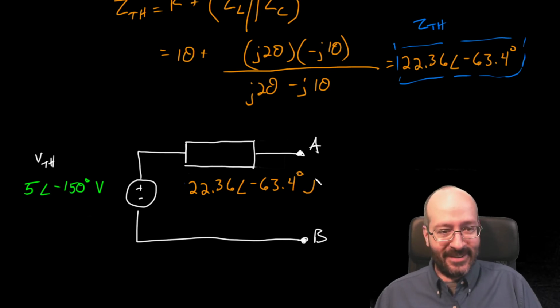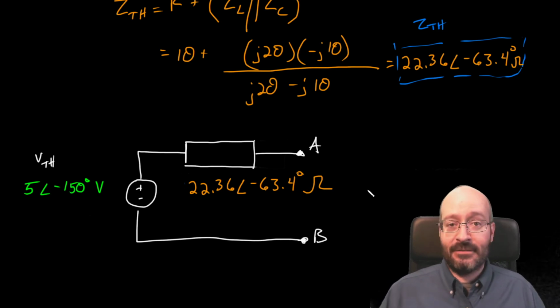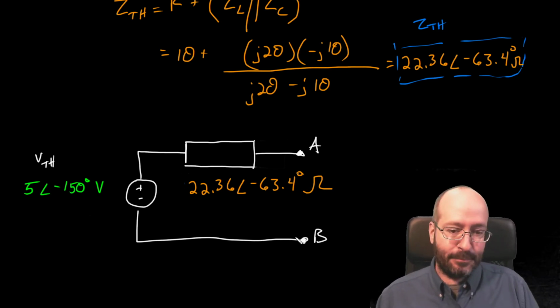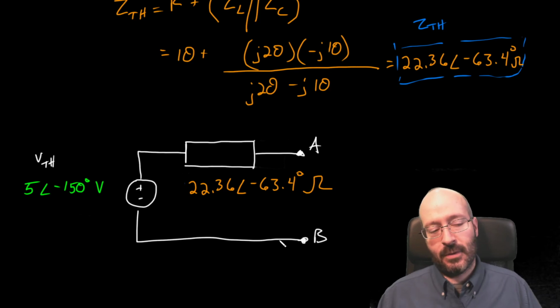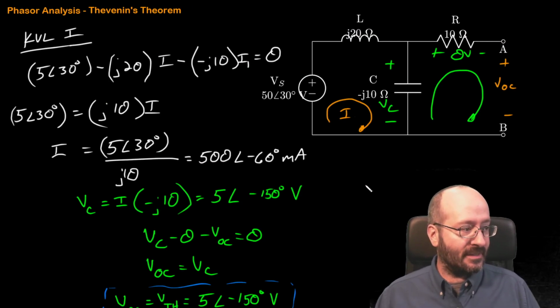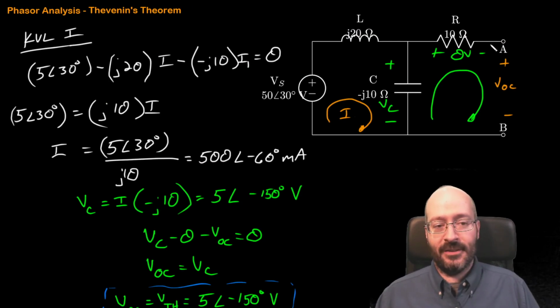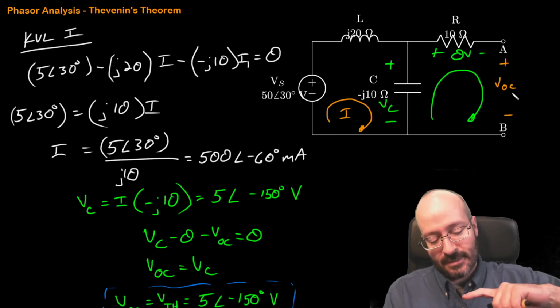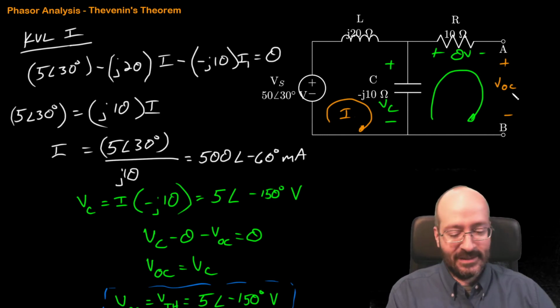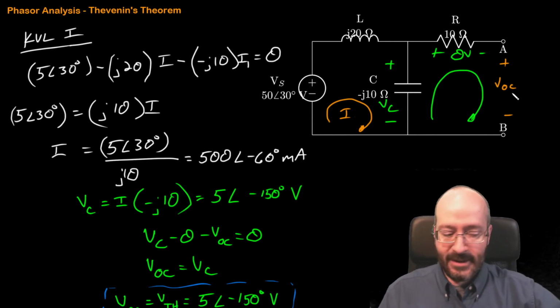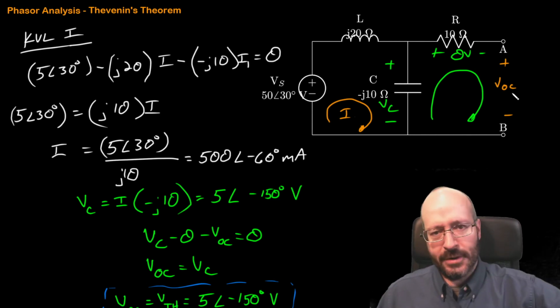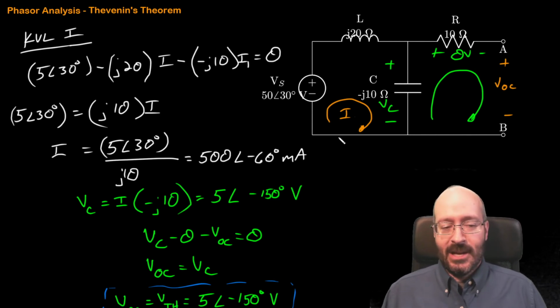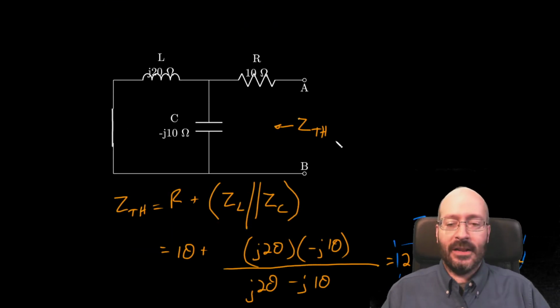Okay, so that's in ohms. I should have had ohms up there. That's your Thevenin equivalent. If I take a load and put it between A and B on this equivalent circuit, or if I take that same load and put it between A and B on the original circuit, it's going to see the same phasor voltage, the same phasor current, and the same power. Power is a little more interesting than just phasors. We can do all of that stuff.